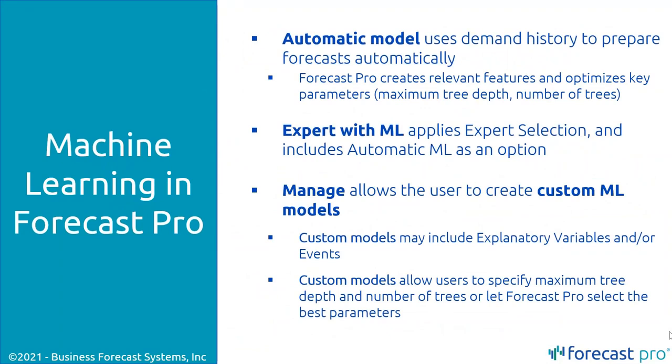As we just saw, we had three options: automatic, expert with machine learning, and manage. With an automatic model, we are going to force a machine learning model. Forecast Pro will optimize what it thinks is the best model to generate the best possible forecast. The expert with machine learning is what we just looked at automatically. This will compare time series techniques to machine learning and pick which it thinks is the best. Manage allows you to build a custom machine learning model. In a custom model, we have the ability to come in and actually set explanatory variables, specify maximum tree depths, as well as the different parameters that will be used. Let's take a look at this in our example.